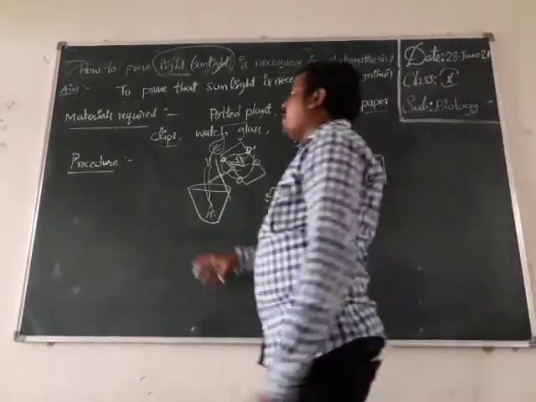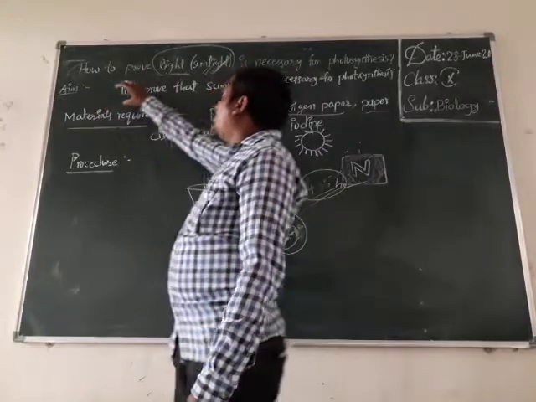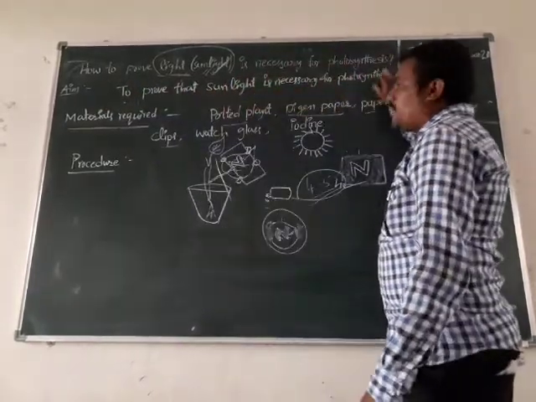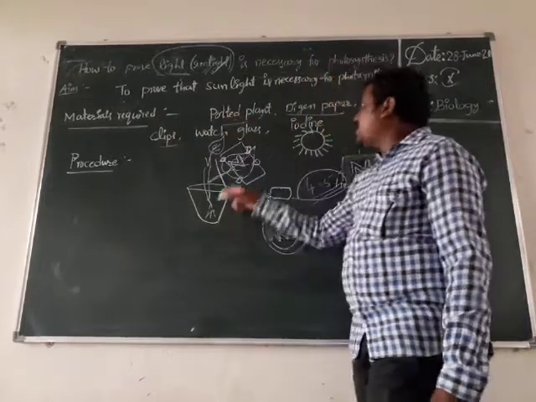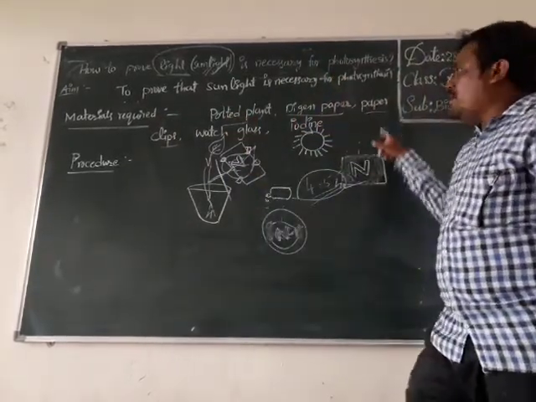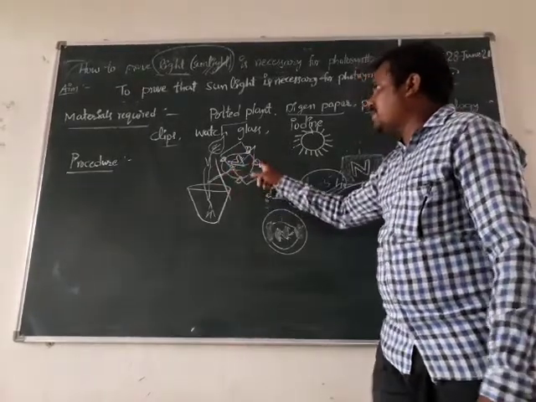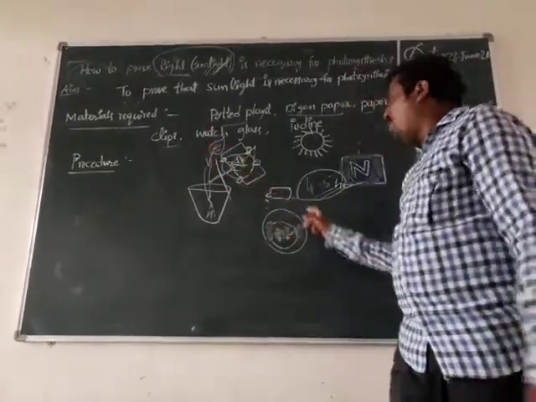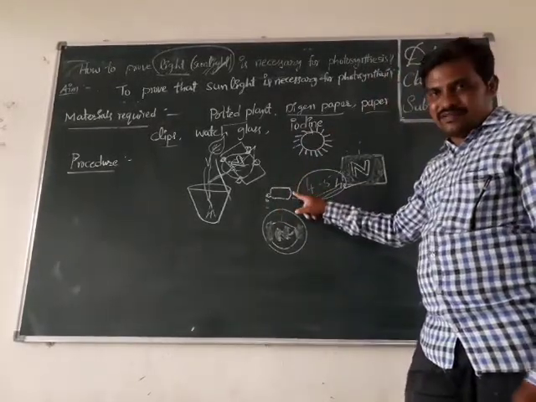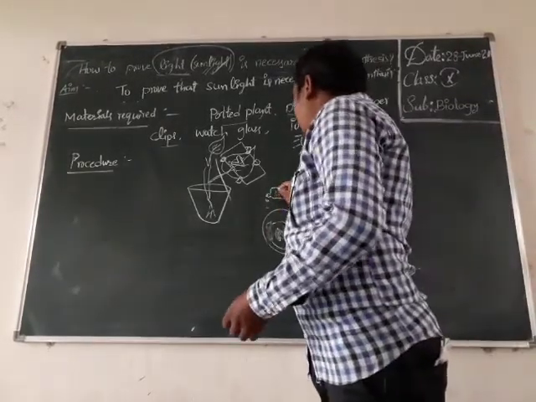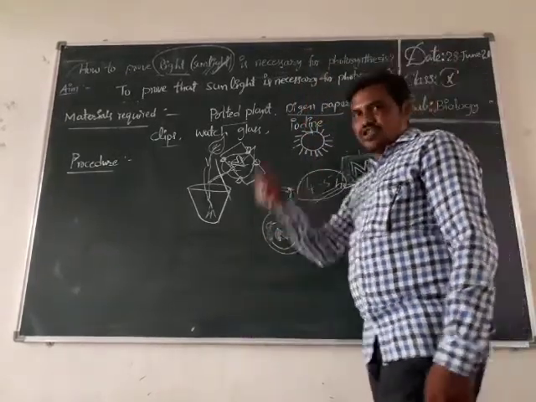So, I can explain this experiment briefly. What is the aim? To prove that sunlight is necessary for photosynthesis. Materials required: potted plant, design paper, paper clips, watch glass or petri dish, iodine or betadine solution, or starch indicator solution.